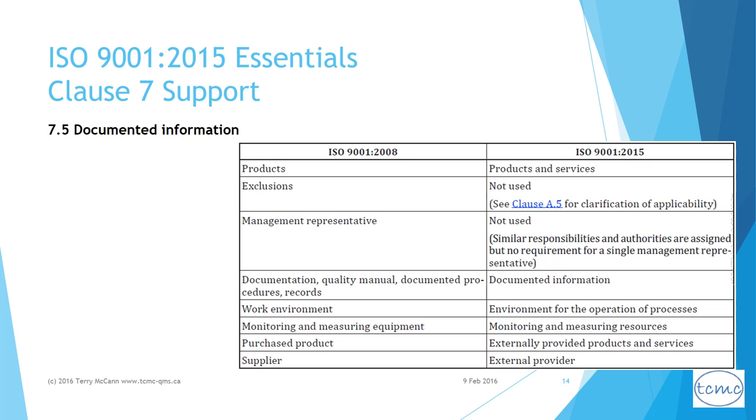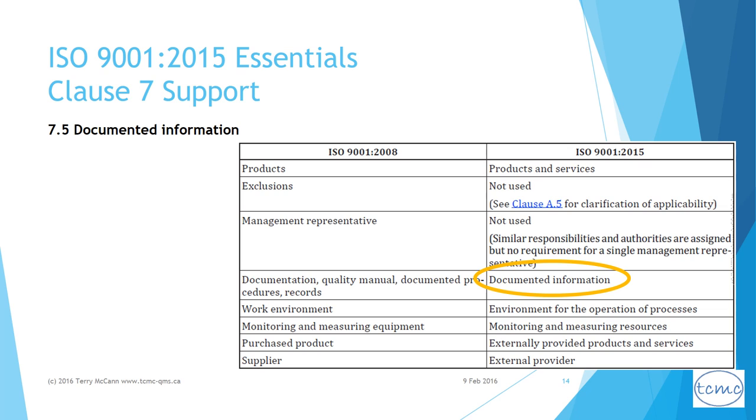7.5, documented information. The 2015 revision of the standard has simplified some of the language and terminology without requiring organizations to change to these new terms. For instance, where the 2008 revision talked about documentation, quality manual, documented procedures, or records, the new standard simply talks about documented information to cover all of these terms. But you are still welcome to continue using your old terminology. You simply won't find these terms in the 2015 revision of the standard.